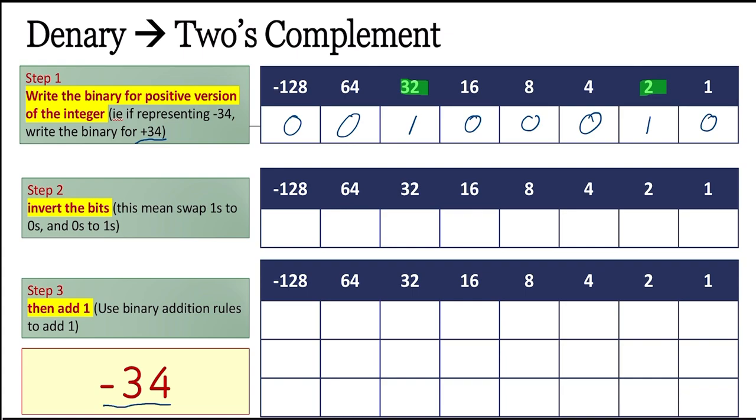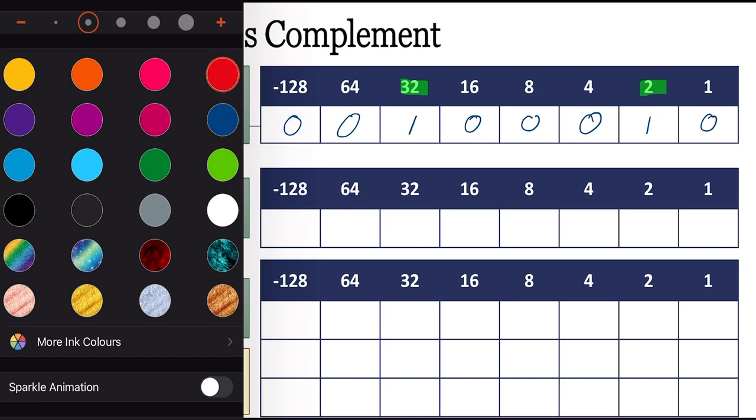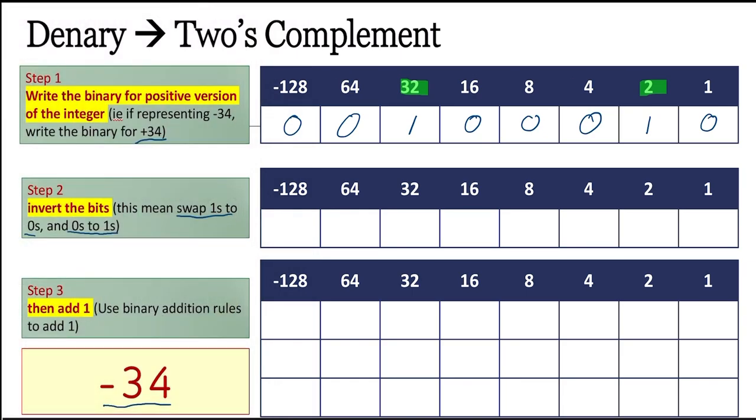Step 2, invert the bits. This is a lot easier than it sounds. Swap 1s to 0s and 0s to 1s. Okay, so we look at the number we're left with after step 1 and we just invert the bits. So we end up with 1, 1, 0, 1, 1, 1, 0, 1. If you can't see how I've come up with that, just have a look at the number we've come up with from step 1 and then just map it to the number we've got after step 2, and you can see that all the bits have been inverted.